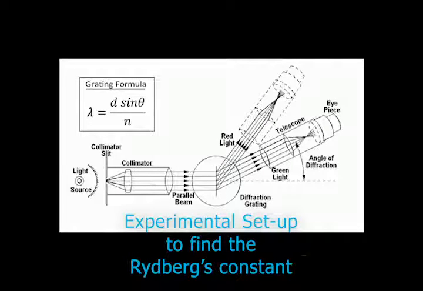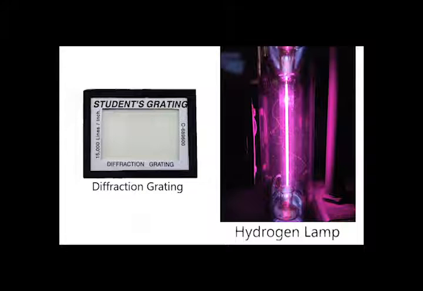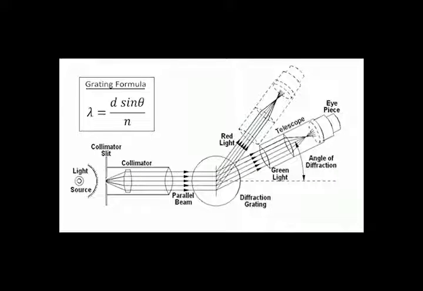So, for the experimental setup, after focusing both telescope and the collimator of our spectrometer using the Schuster's method, we place the grating in front of the hydrogen lamp as shown and observe the colors through the eyepiece of the telescope. Now, for different colors, angles of diffraction will be different.